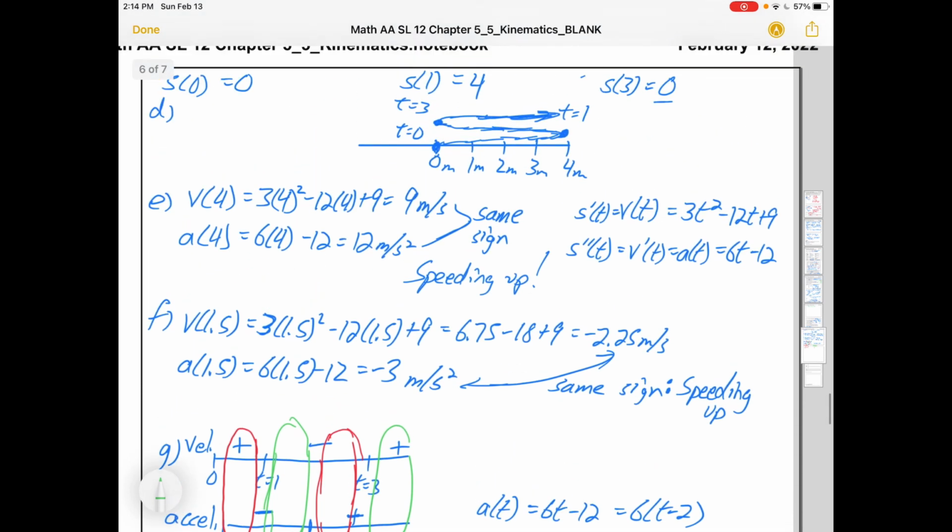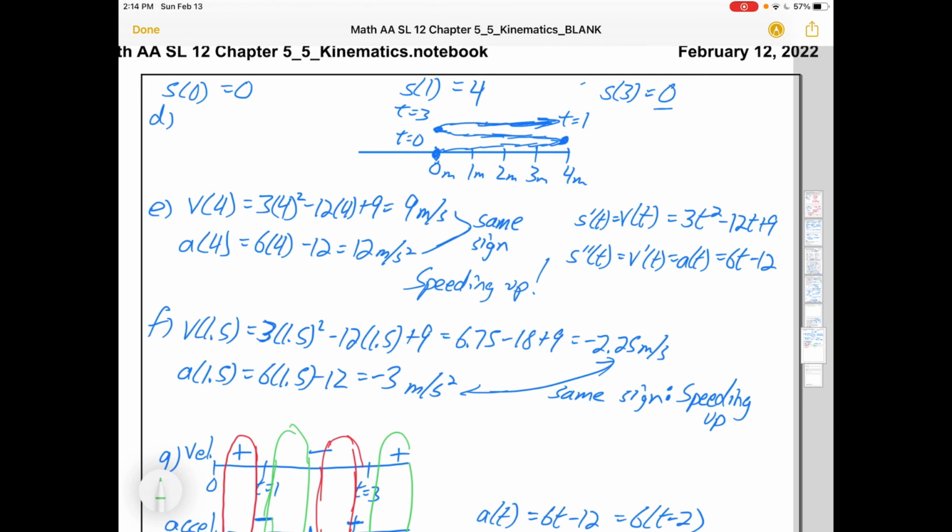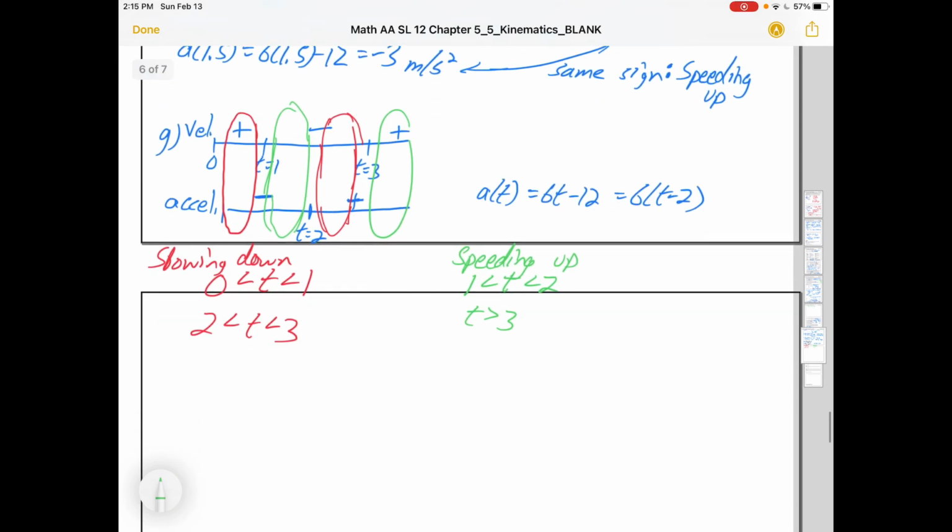Let's think about the motion of this particle. If it's going to turn around, it does have to slow down to hit that turn. And then after it turns, it'll probably speed up for a bit and then slow down to turn around again. And then it's going to speed up forevermore. So it makes sense that it goes slow down, speed up, slow down, speed up.